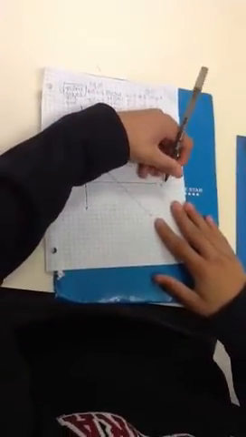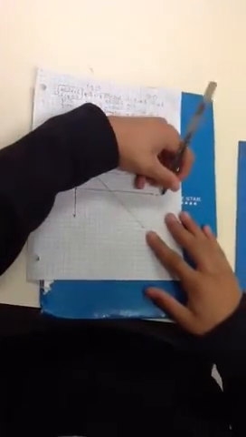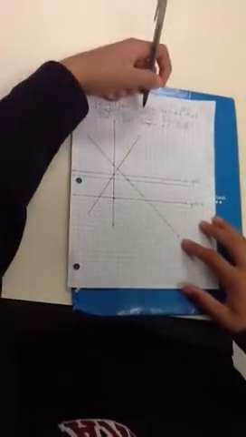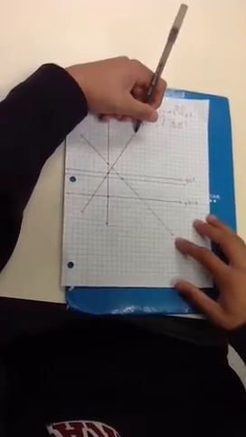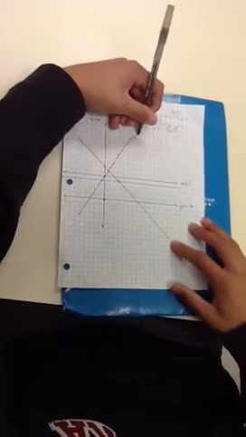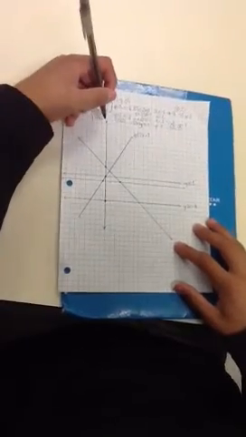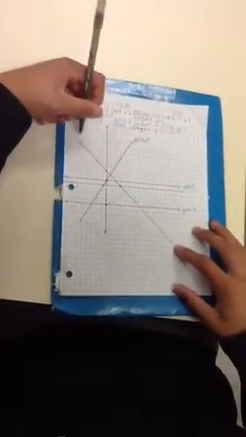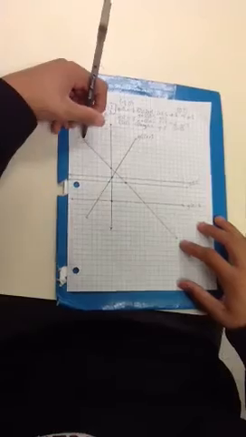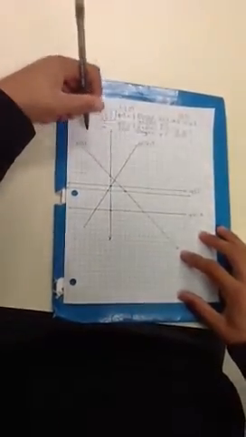Alright, so now we'll label each line. Y is greater than or equal to -4. Y is less than or equal to 1. Y is less than or equal to 2x plus 1. And x plus y is less than or equal to 3.